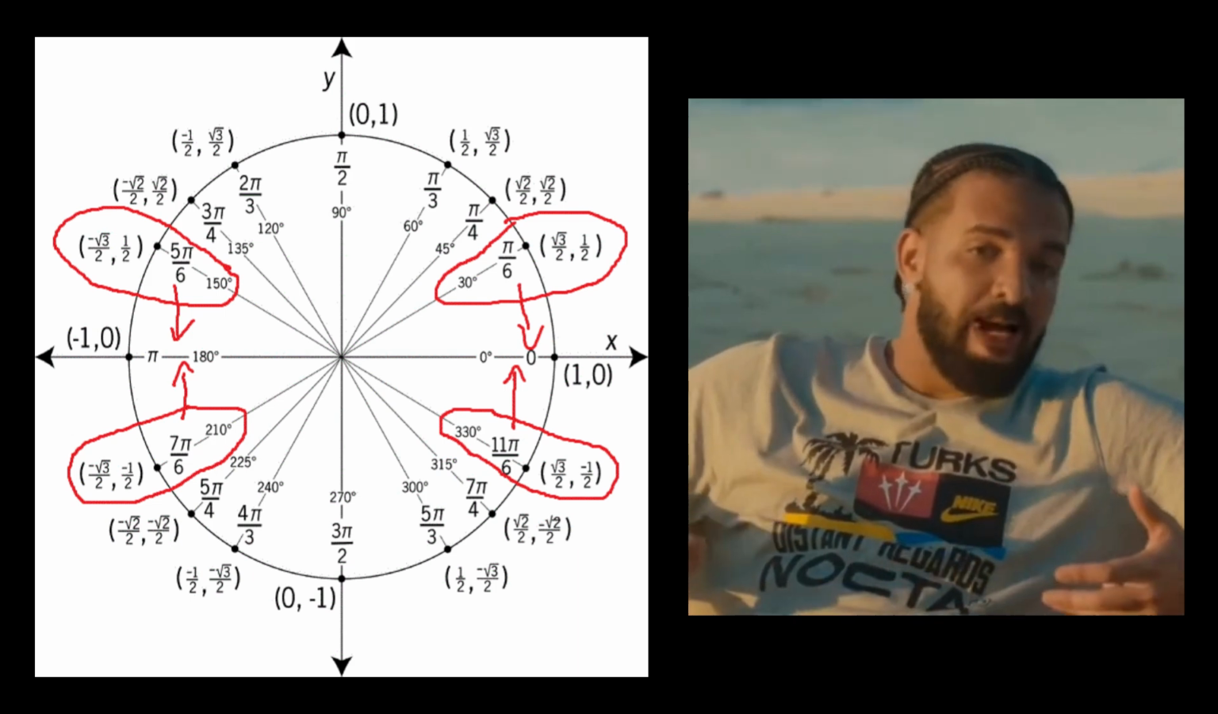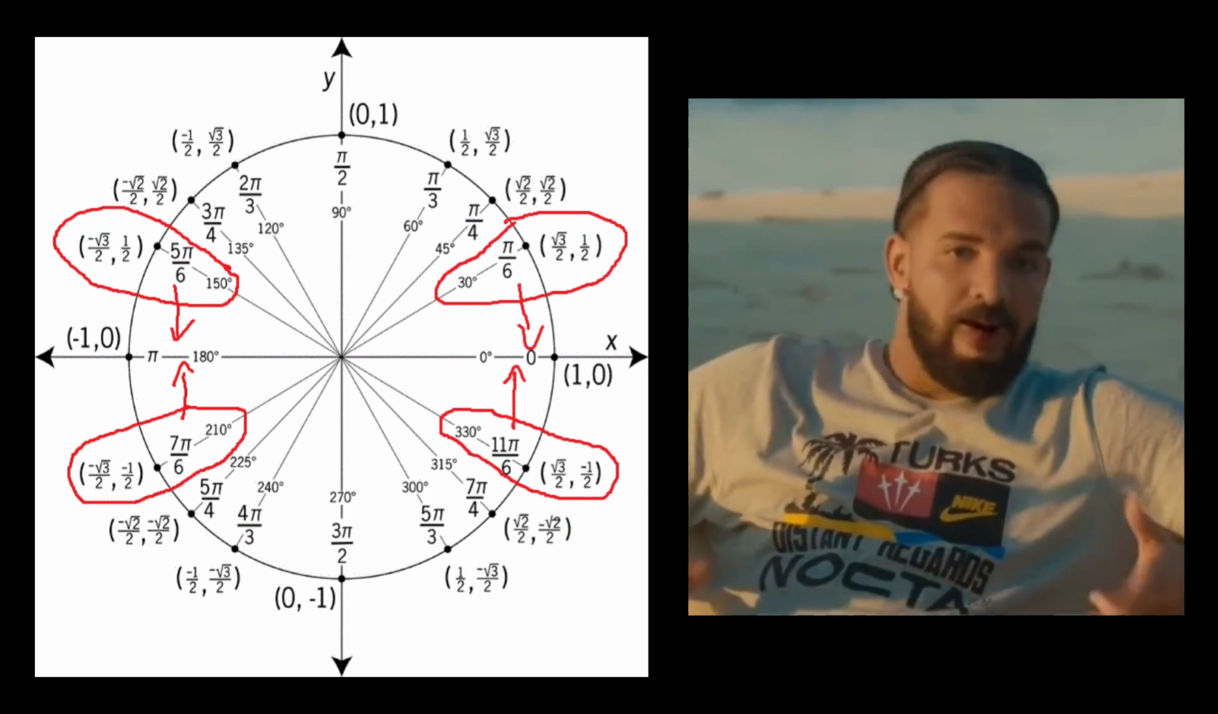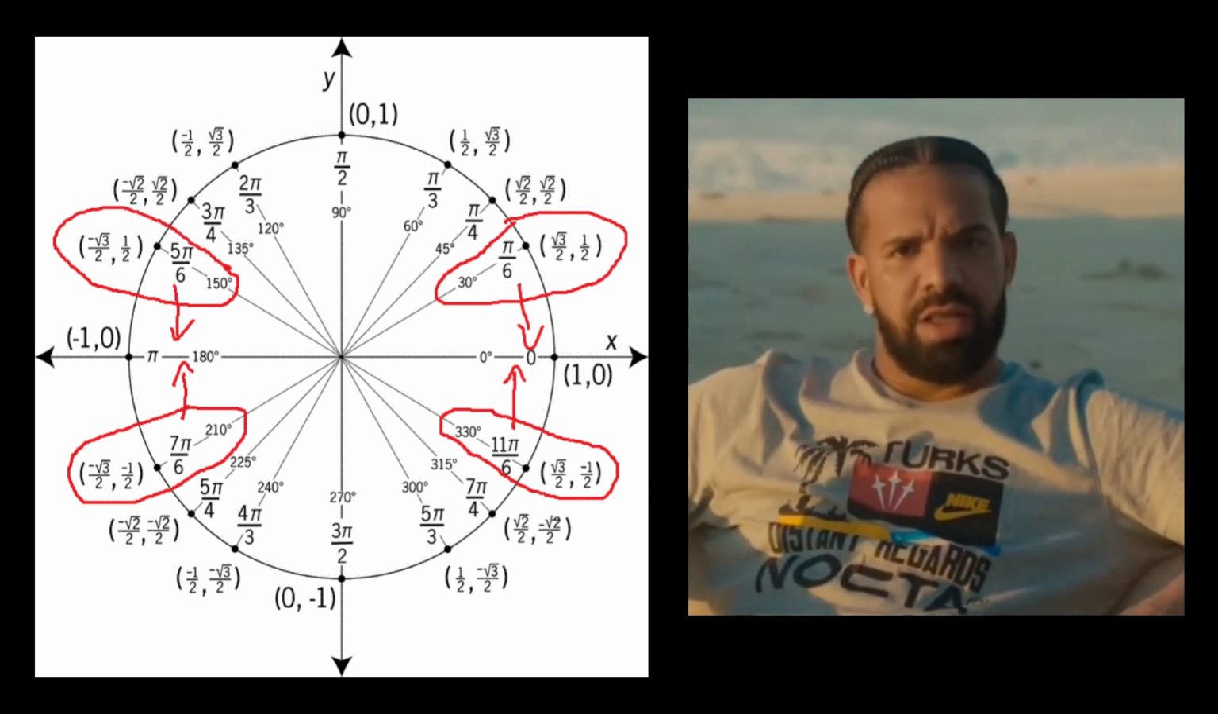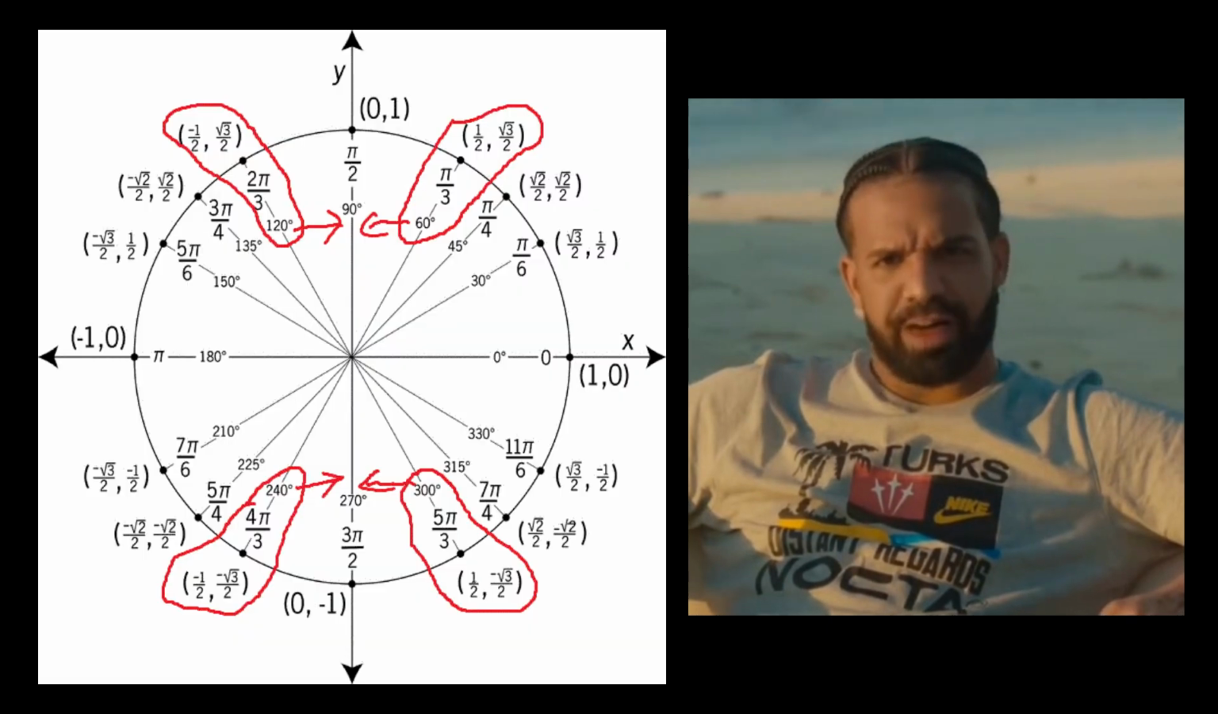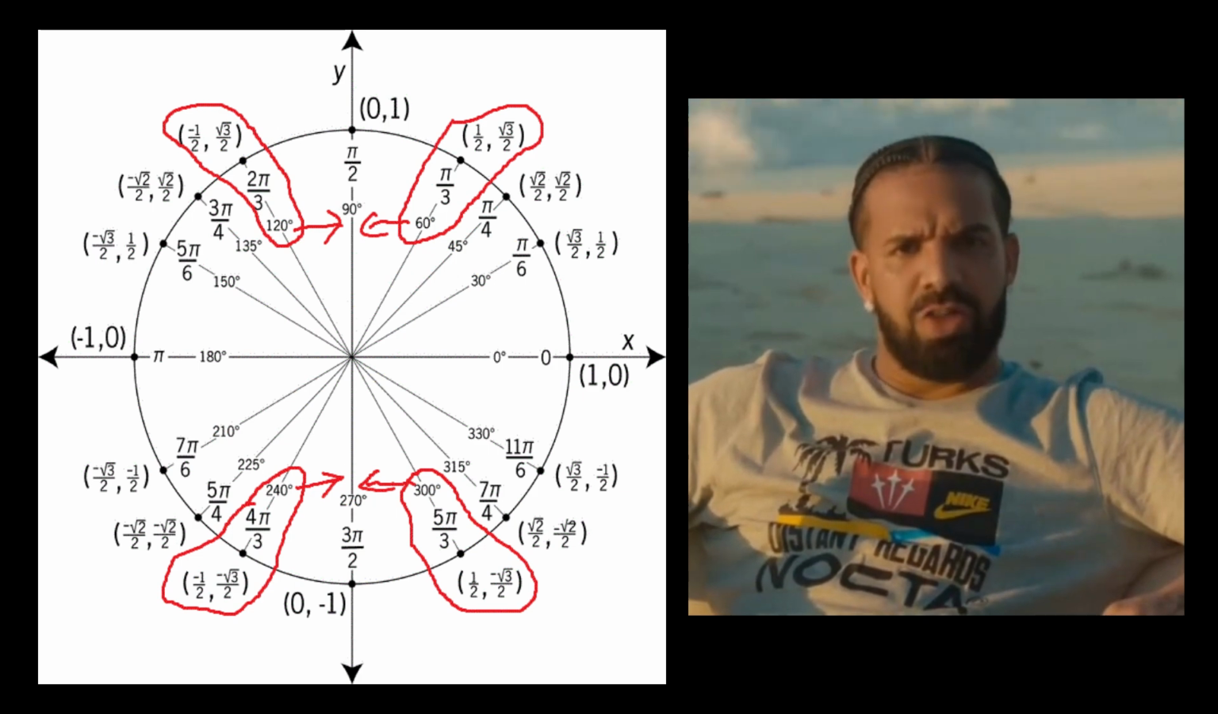So since root 3 over 2 is bigger than 1/2, if that is the x coordinate, the point must be closer to the x-axis, like 30 degrees or pi over 6 radians. If it is the y-coordinate, we must be closer to the y-axis, like 60 degrees or pi over 3 radians.